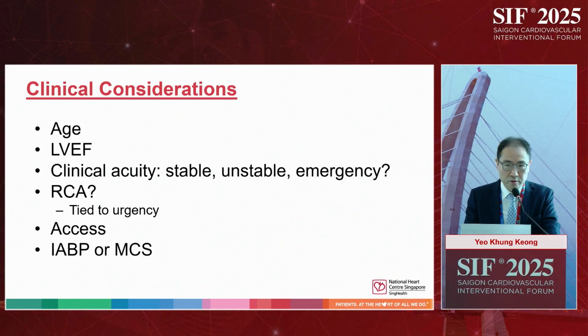I'd like to package them into the following. What are the clinical considerations? When I'm referred one of these patients, I look at the following. The age. If this patient is 99 years old, I say, you know what, let's just do enough to get the patient home to celebrate New Year, and that's pretty much what I want to do. If it's a young patient, I try to do more. What is the EF? What about the clinical acuity? Is the patient stable, unstable, or is this an emergency? Is the right coronary artery patent? This is, of course, tied to the urgency of the case. What kind of vascular access do I have? And do I have access to balloon pumps and mechanical circulatory support?